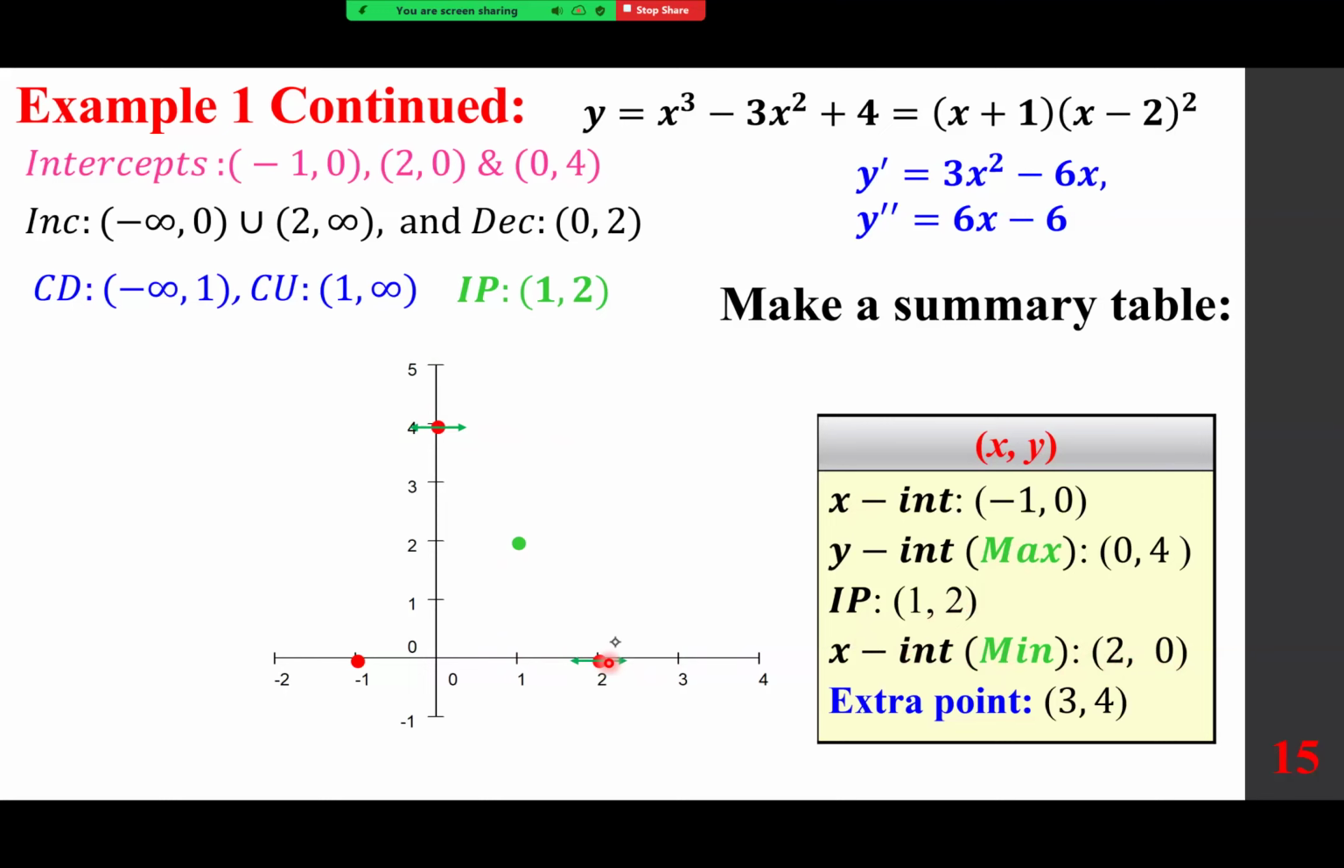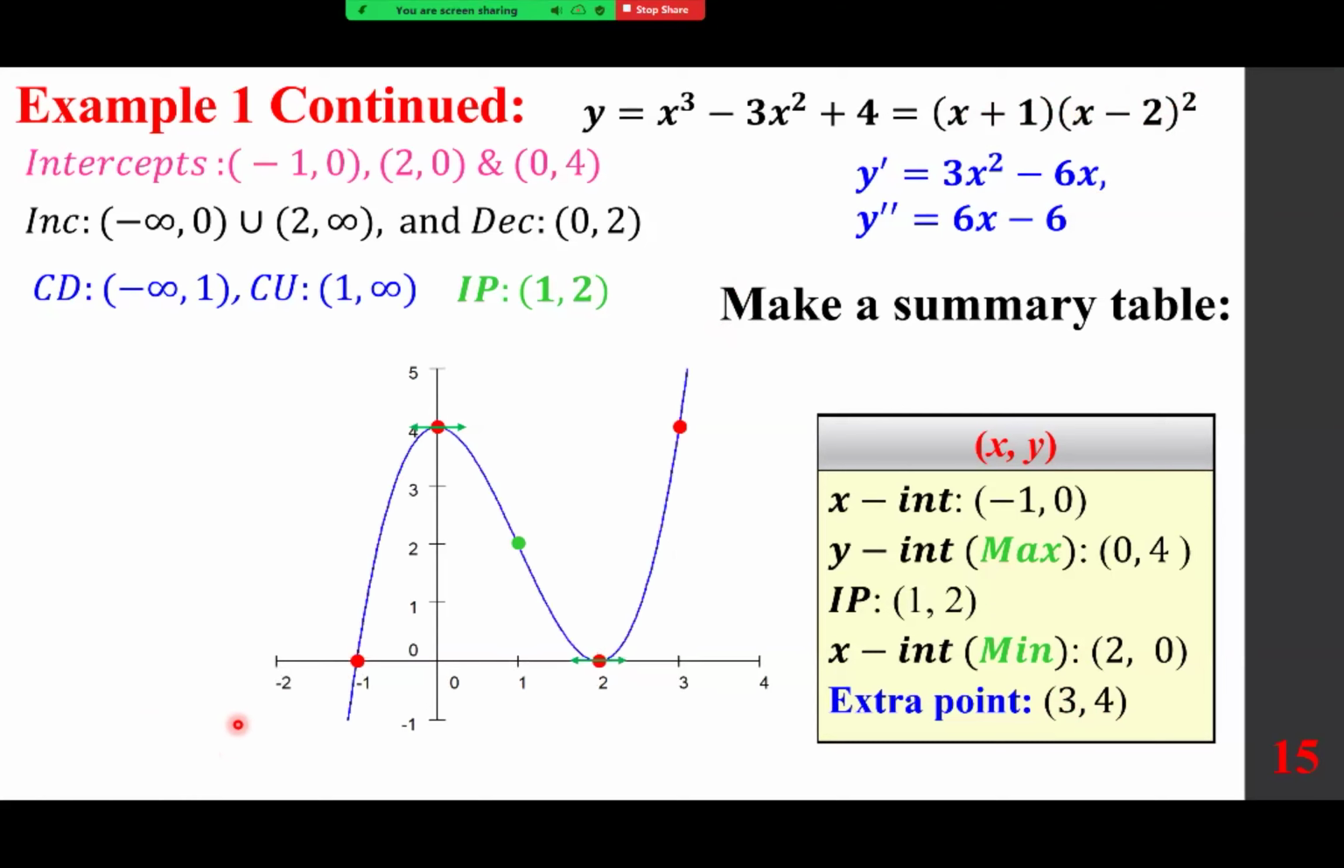You really have the end behavior, the first and the third quadrant. You don't need to pick extra points. But if you pick 3 and you put it into this one, it's probably easier to calculate. This gives you 4, 3 minus 2, 1 squared is 1. So 3, 4 is another point. You know the shape because the end behavior looks like that.